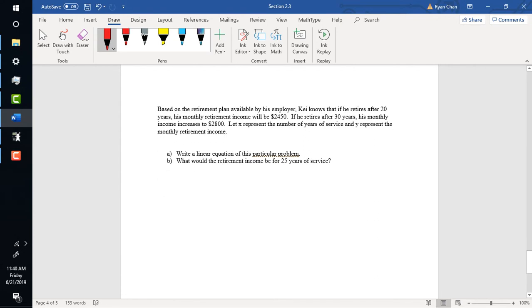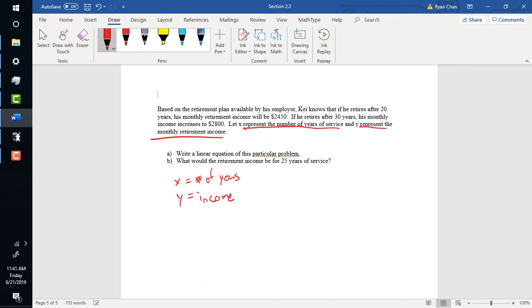And you will run into a couple of word problems, but it's pretty straightforward. Now, when you're doing word problems dealing with graphing, you need to make sure you know which one's your X and which one's your Y. They're being nice to us, and they spell it out: X is number of years of service, and Y represents the monthly retirement income. So X is number of years, and Y is the income.